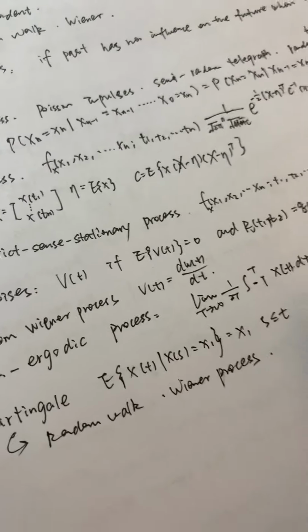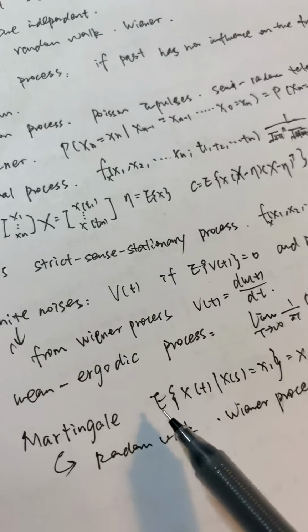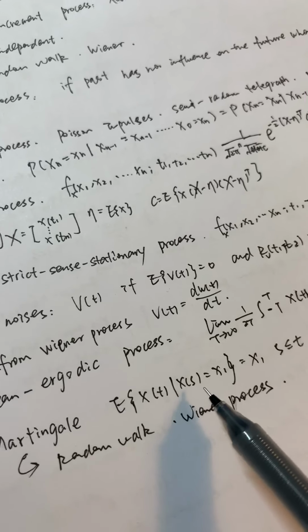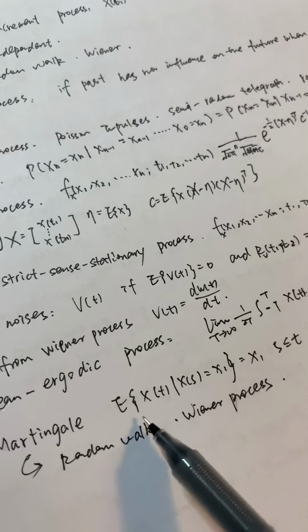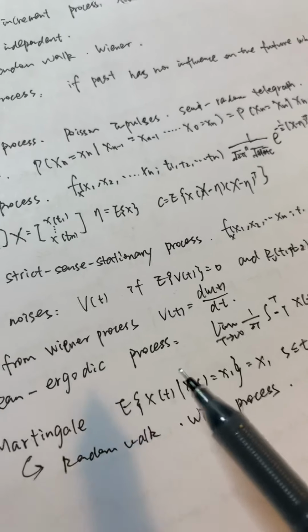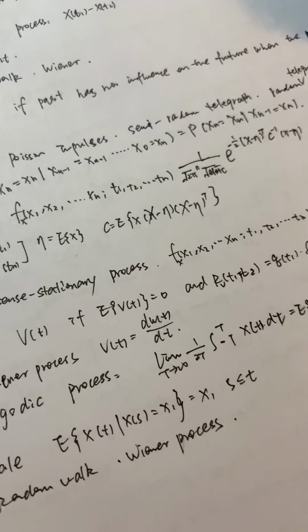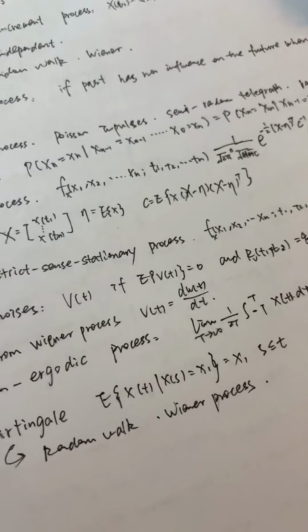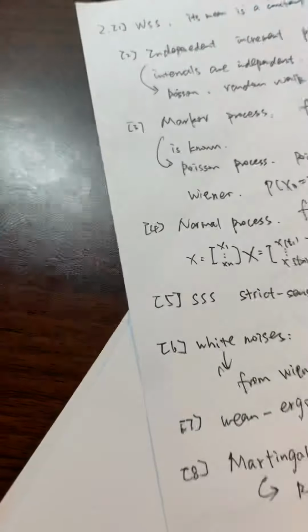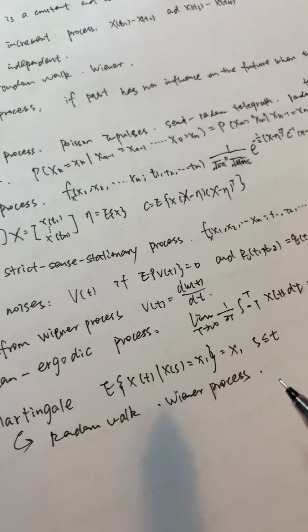The eighth process is a martingale process. For this process, it has the property that when X equals x1, the expectation of this new process is also x1, which means that the conditional mean equals the condition. The random walk process and the Wiener process are all martingale processes. That's all.